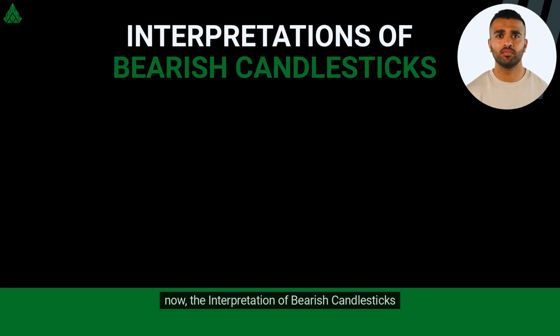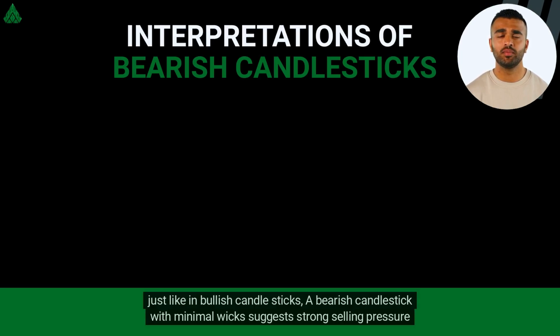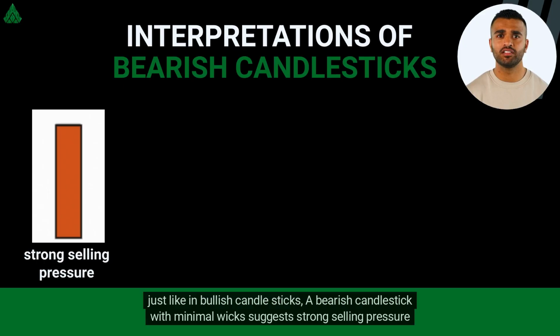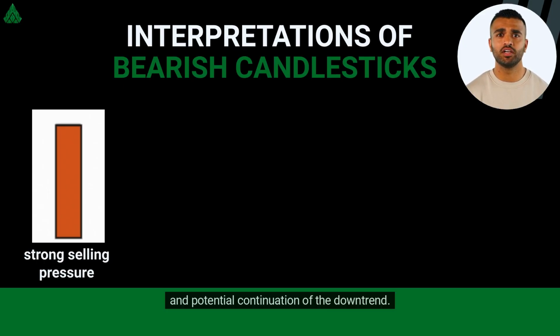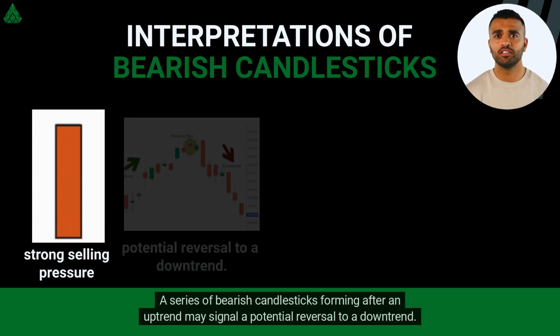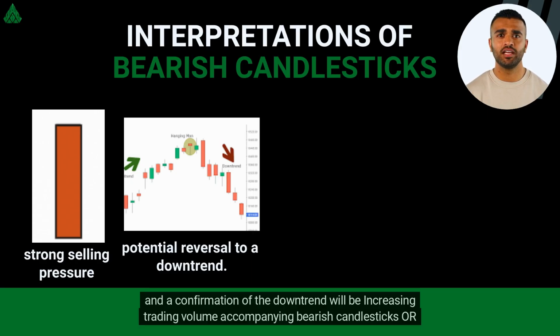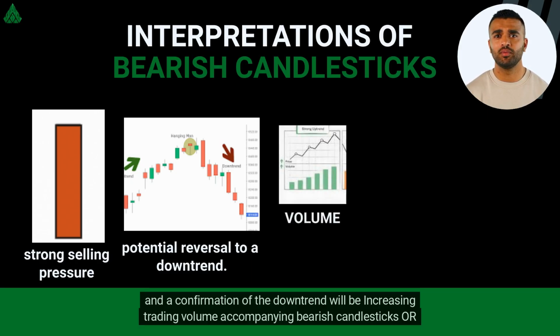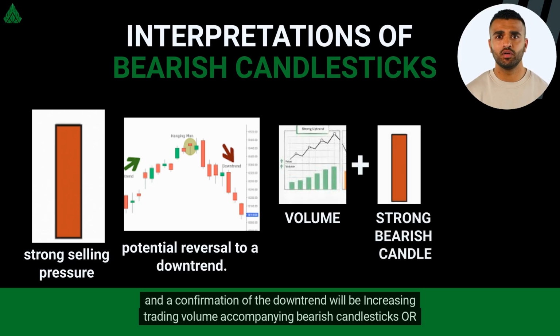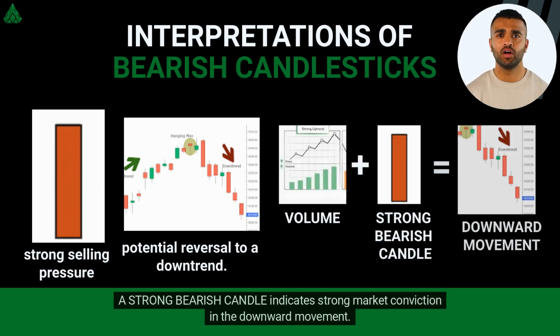Now, the interpretation of bearish candlesticks. Just like in bullish candlesticks, a bearish candlestick with minimal wicks suggests strong selling pressure and potential continuation of the downtrend. A series of bearish candlesticks forming after an uptrend may signal a potential reversal to a downtrend. And a confirmation of the downtrend will be increasing trading volume accompanying bearish candlesticks, or a strong bearish candle indicates strong market conviction in the downward movement.